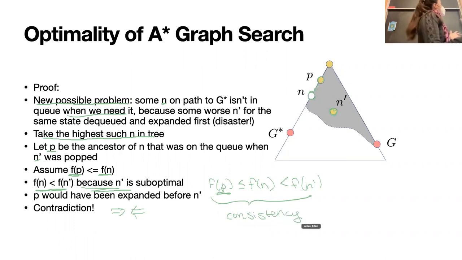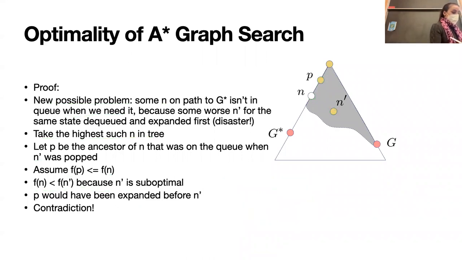So again, very similar proof to what you guys saw for A star tree search. The difference here is now we're using the definition of consistency to basically derive the contradiction that we need. Again, this is a little bit of an advanced topic. We're not doing this very strongly, but just so you guys get an idea of the proof. Any quick questions on this? Great. So that's the major parts of A star, okay?